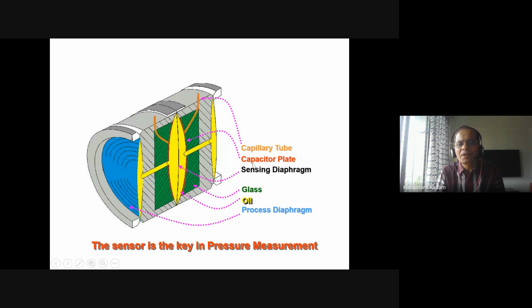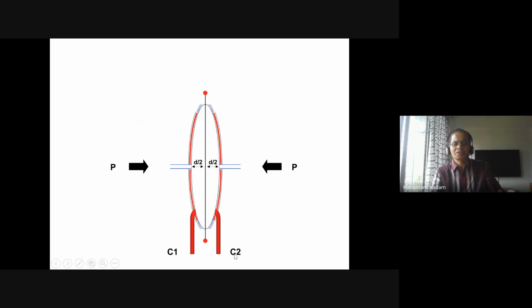This is a sensing diaphragm in the center. This one is the main capillary tube. This is another capillary tube which takes the electrical signal for the microsensor, the capacitance sensors, capacitance measurements. This is a glass portion inside, and this yellow is the oil, right? So these are the major parts.